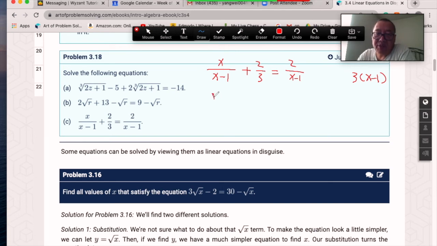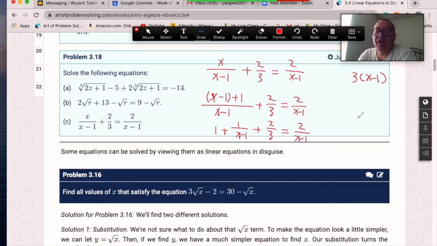This is one way. Now, if you try to do the substitution, you can write this one as this. Make the numerator x into x minus 1, then plus 1, right? Then divided by x minus 1. Then still write 2 over 3, then equals 2 over x minus 1. Then this one divided by this one, that's 1. We can write 1 plus 1 over x minus 1, then plus 2 over 3 equals 2 over x minus 1. So here you can set y equals 1 over x minus 1.